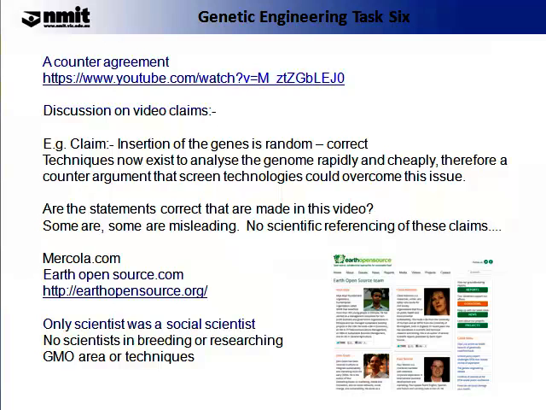Ultimately, it depends on the technique used to analyse the genome. Some techniques certainly are random. Techniques now exist to analyse the genome rapidly and cheaply. Therefore, a counter-argument is that screening technologies could overcome this issue. Please examine the various statements made in this video. Are some misleading or are they all accurate? Please ensure you identify where scientific references of these claims are made.